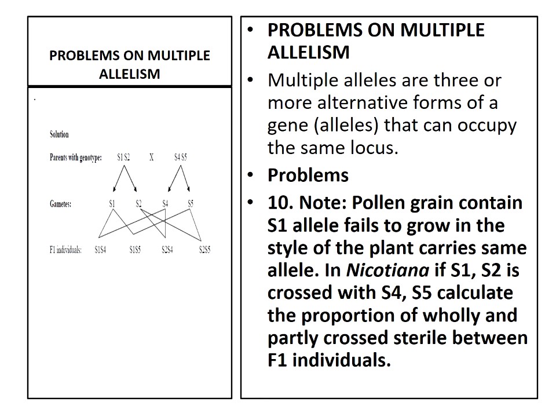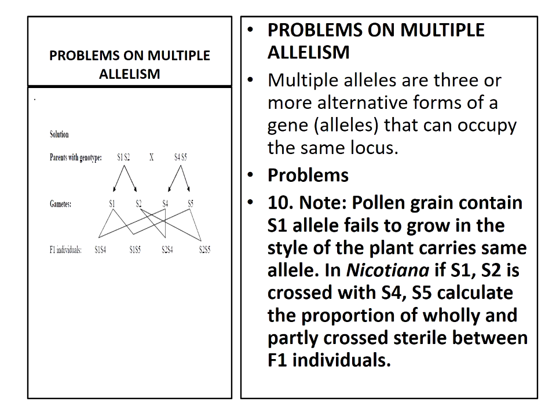The first problem has a note: a pollen grain containing the S1 allele fails to grow in the style of a plant that carries the same allele. So if an S1 pollen grain falls on the style of a plant having the same S1 allele, the plant will be sterile. This is the note given in this problem. Now let us look at the problem.